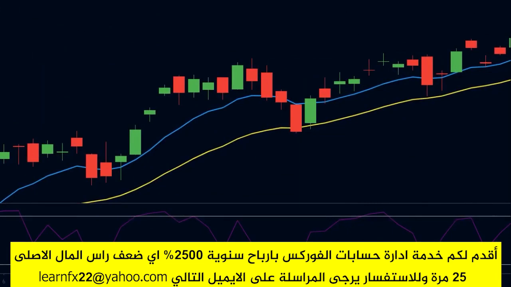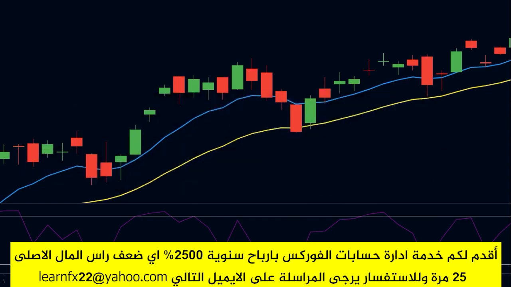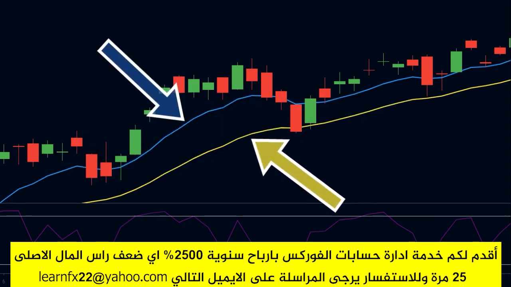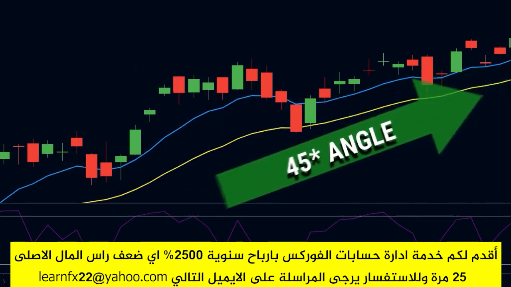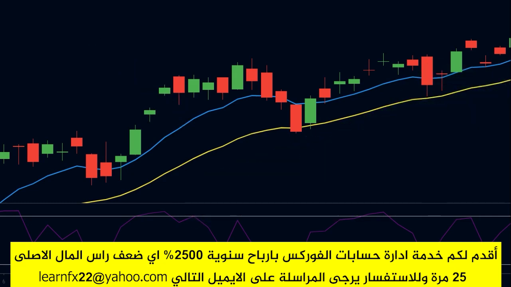For a long entry, we want to see the price in an uptrend. Let us identify the trend using the EMA. Firstly, we can see that the 9-period EMA is above the 21-period EMA. And both the moving averages are sloped upwards. This indicates that the trend is upwards. Both of these points indicate that there is a strong uptrend.